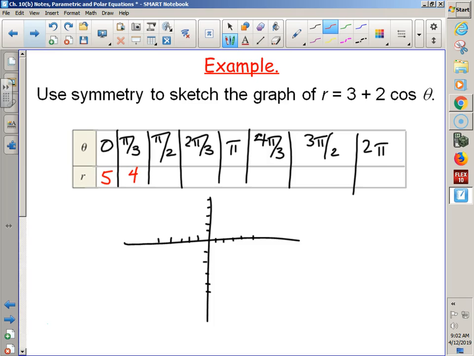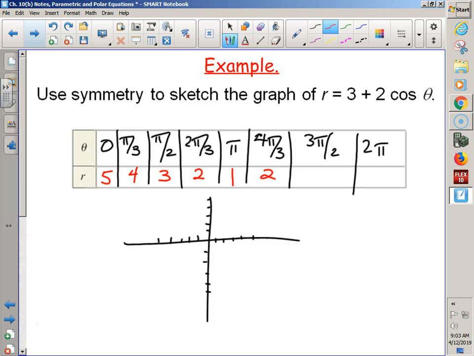Pi over 2, cosine is 0. 3 plus 0 is 3. 2 pi over 3, cosine is -1/2. -1/2 times 2 is -1. What's 3 minus 1? 2. And at pi, cosine is -1. And what's 3 minus 2? 1. And if I go 4 pi over 3, which puts me in the third quadrant, cosine is once again -1/2, and -1/2 would once again give me 2.